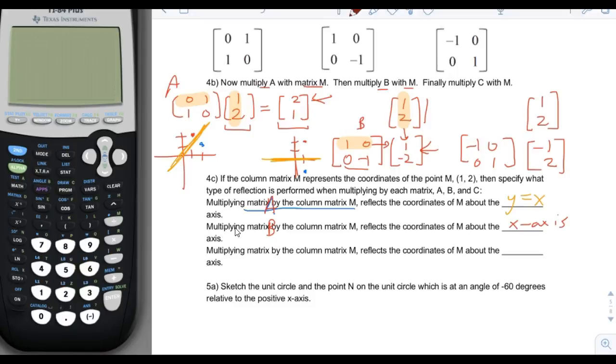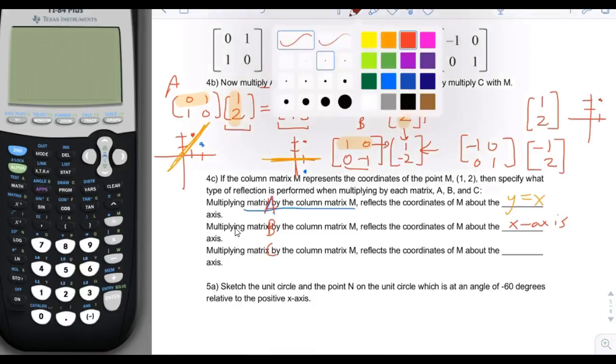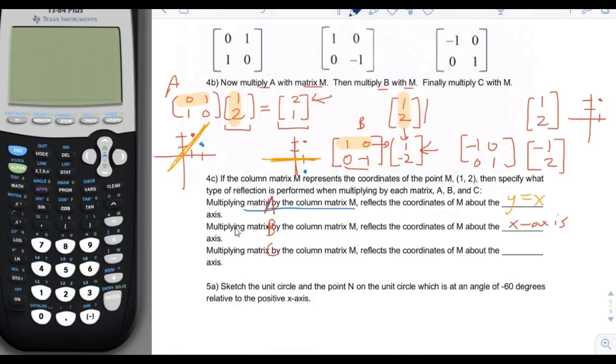Okay? So multiplying matrix B by the column matrix M reflects the coordinates of M about the x-axis. Okay? Multiplying matrix C by the column matrix M reflects the coordinates of M about the, and let's figure out what this one is. So we start out at (1, 2), and then we're going to get the resulting matrix of (-1, 2). So it would be right there. So you can see that here we are reflecting about the y-axis, right? The y-axis.